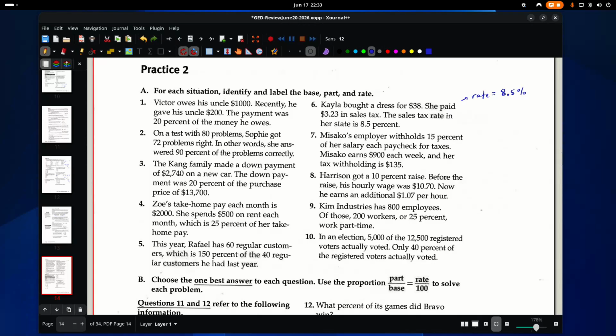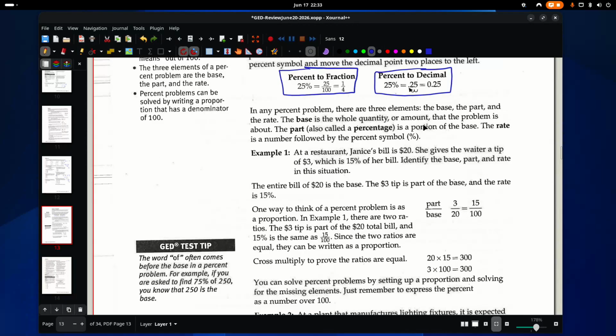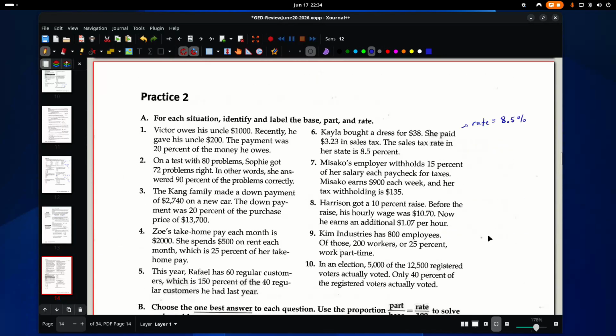And the base, if we look back at these definitions, the base is the whole quantity, and the part is the portion that we then find out what it is as a percent. So in this case, the base is the original price, so the base is $38, and the part is the sales tax, which is $3.23. So that's just a question about definitions, and those ones will all be very similar.